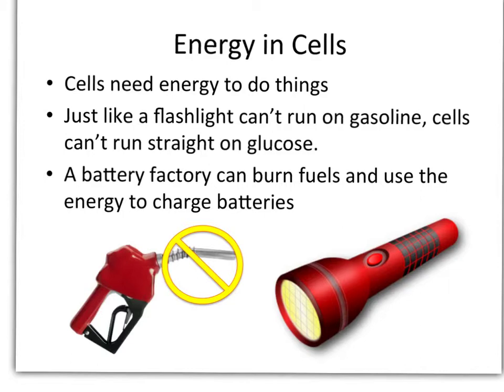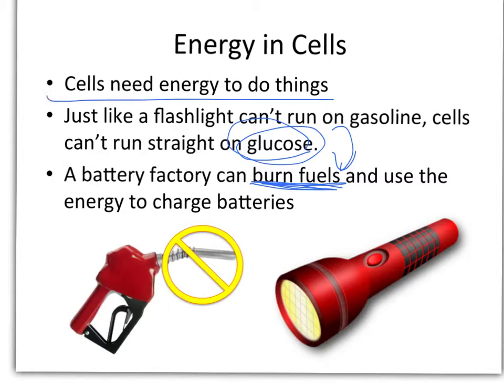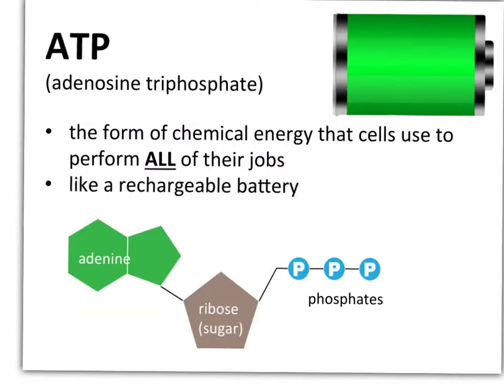Kind of like how if you had a battery factory, you could burn fuels and use that energy to charge batteries, your cells do something similar because glucose is a fuel. So your cells can burn fuels, but they're not using that burning directly. They actually use the energy to charge up something like a battery, and then that can get used to do things in your cells. The name of the battery-like thing that your cells use is ATP. This is a very important word. Make sure you write this down in your notes.